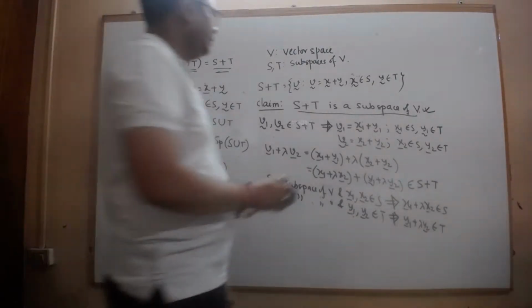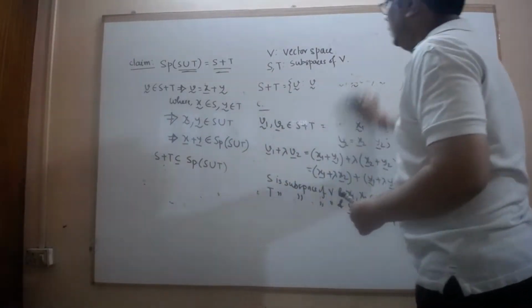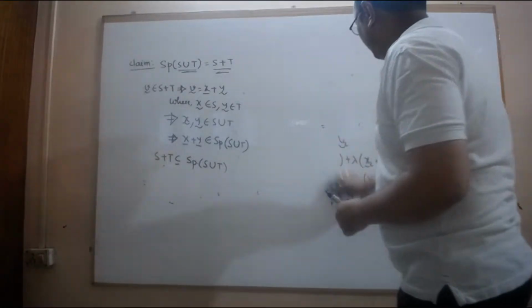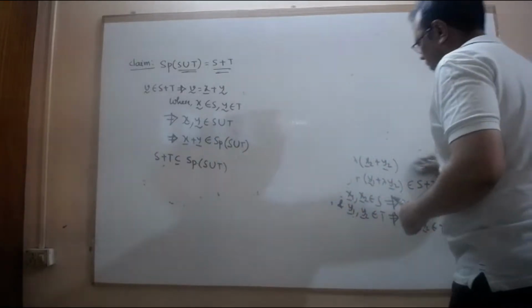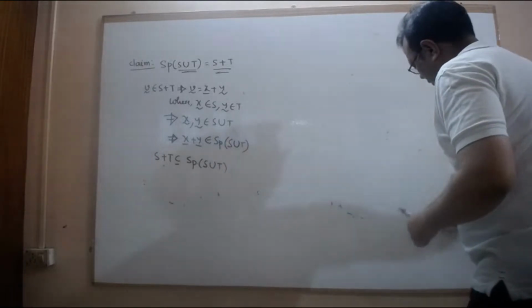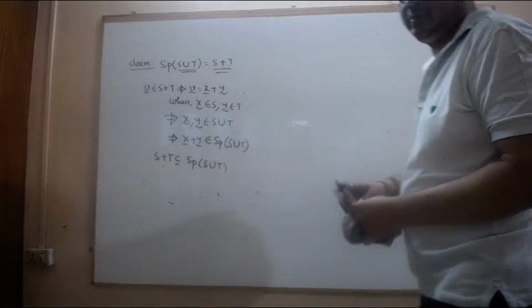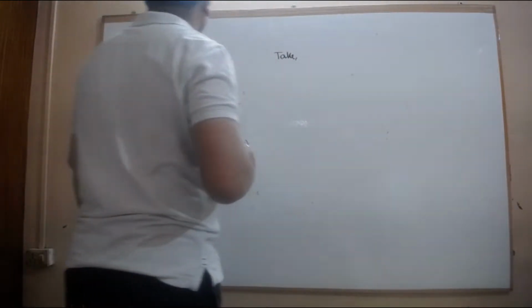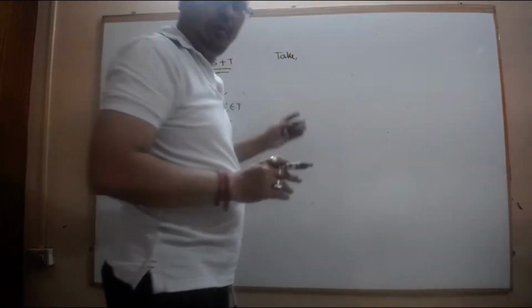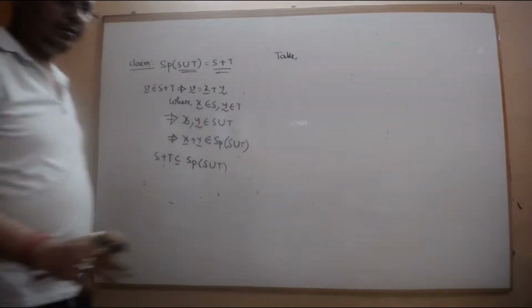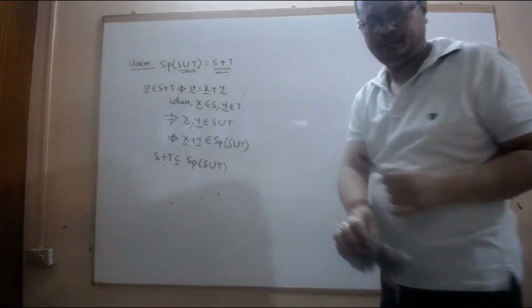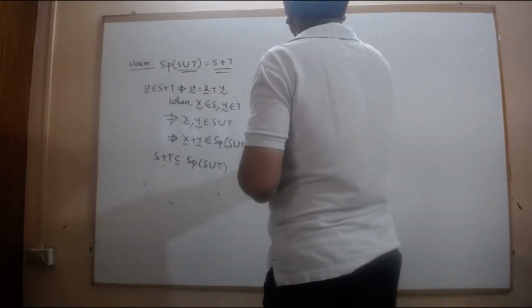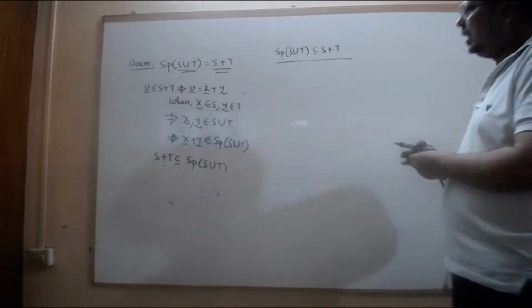Similarly, before proving the other part, that means the span of S union T is a subspace of S plus T. I define the basis of a vector space.